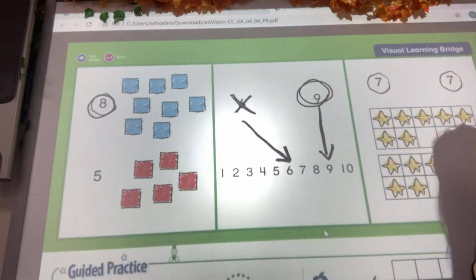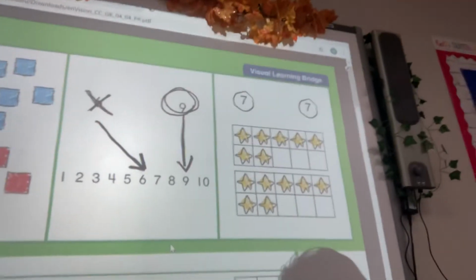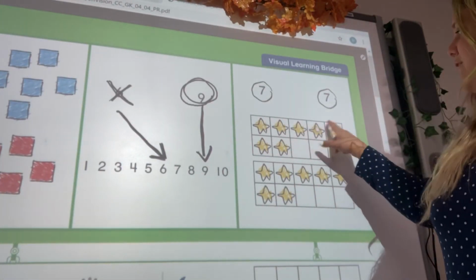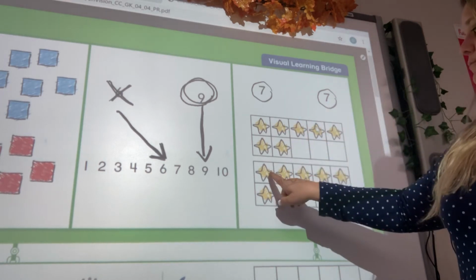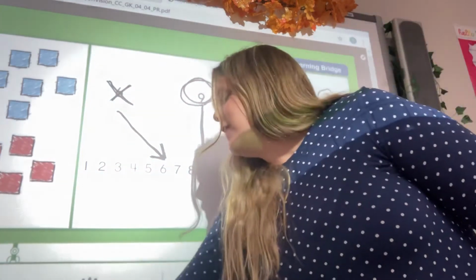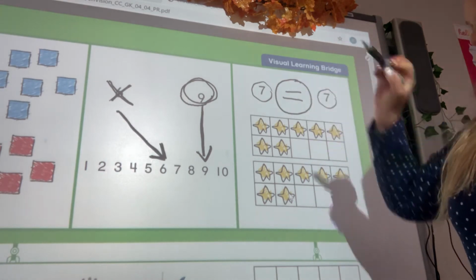Just like on my example here, I filled in the first 10 frame with 7 stars. Then I did the second number on the next 10 frame. 7. They are equal.